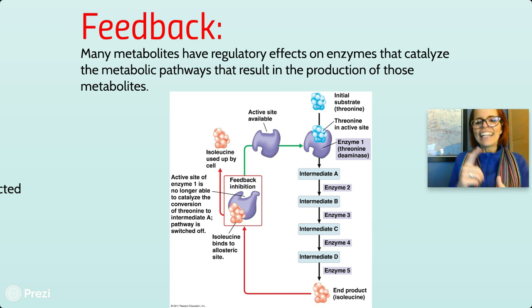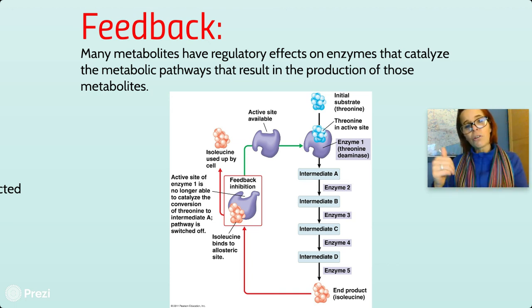Isoleucine then can act as an inhibitor. So it says the active site of enzyme 1 is no longer able to catalyze the conversion of threonine to intermediate A, so the pathway is switched off. So once isoleucine has been made, it can turn the enzyme off. Well, why would we want to do that? If the cell has all the isoleucine that it needs, then that isoleucine falls off of the enzyme, and now the enzyme returns back to its original shape, and we start making more isoleucine.